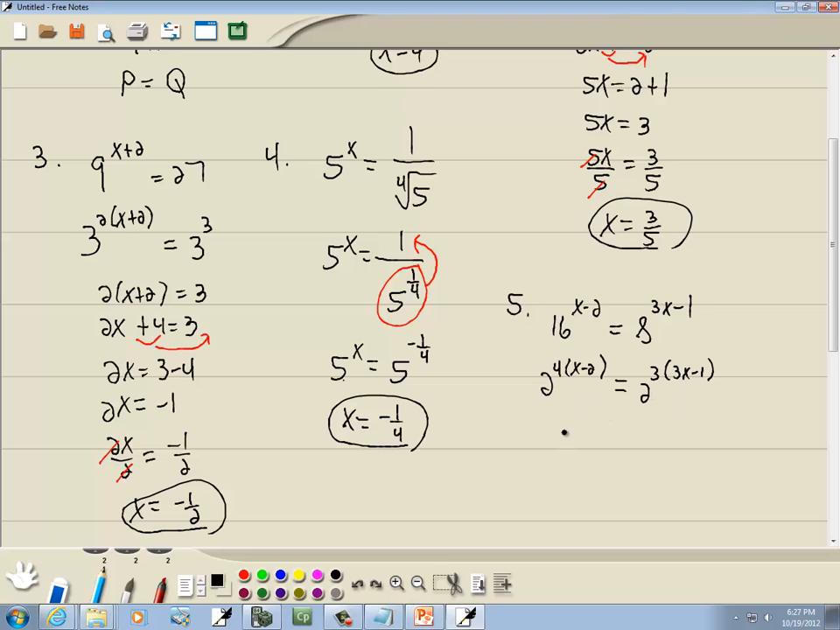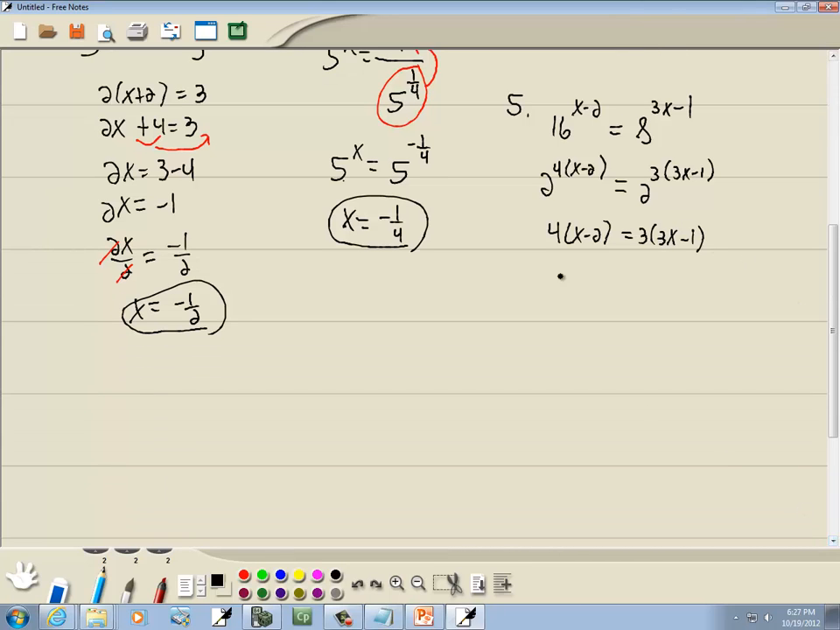Well, now they're both 2 to the power, so I can drop the 2's, and I got 4 times x minus 2 equals 3 times 3x minus 1. These are linear equations at this point, so get rid of parentheses. 4 times x is 4x, 4 times negative 2 is negative 8. 3 times 3x gives you 9x, and 3 times negative 1 gives you negative 3. Get everything with an x on one side, numbers on the other side. So I'll take the 9x to the left side and the negative 8 to the right side.